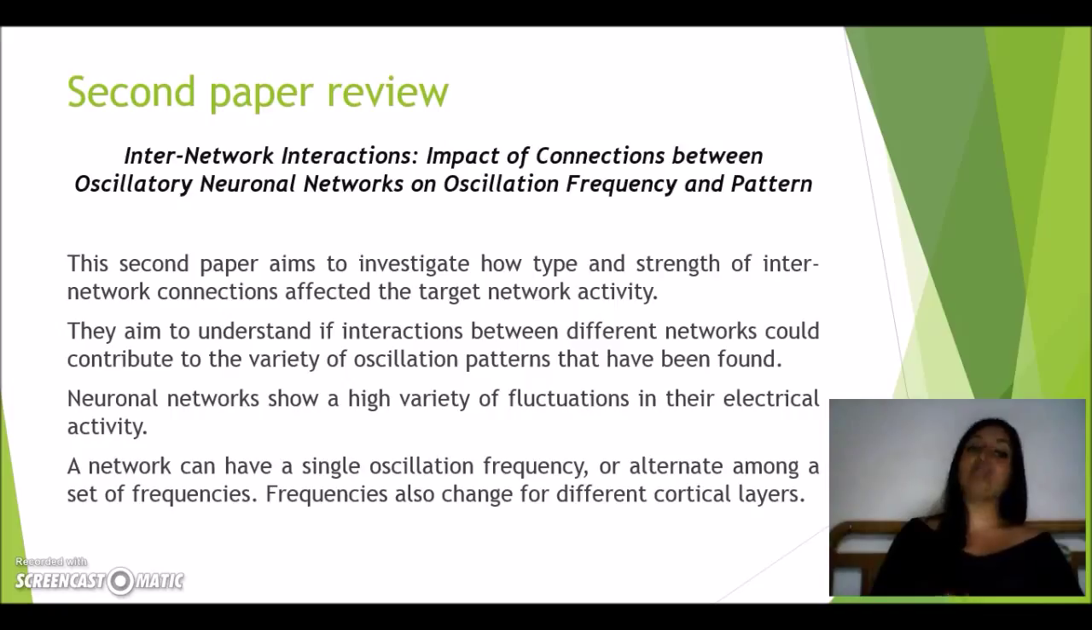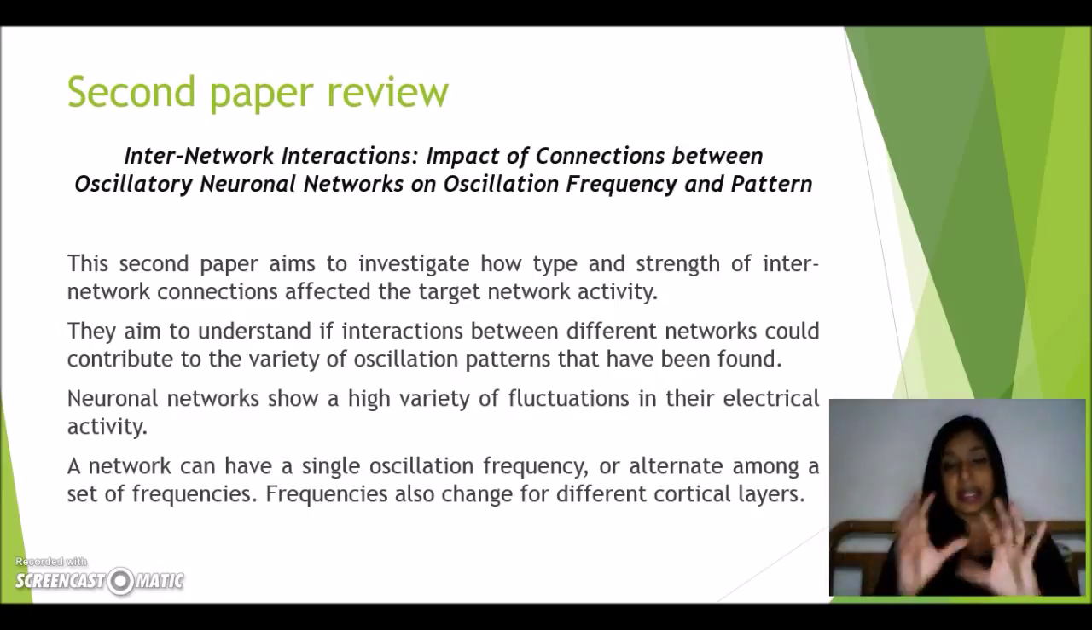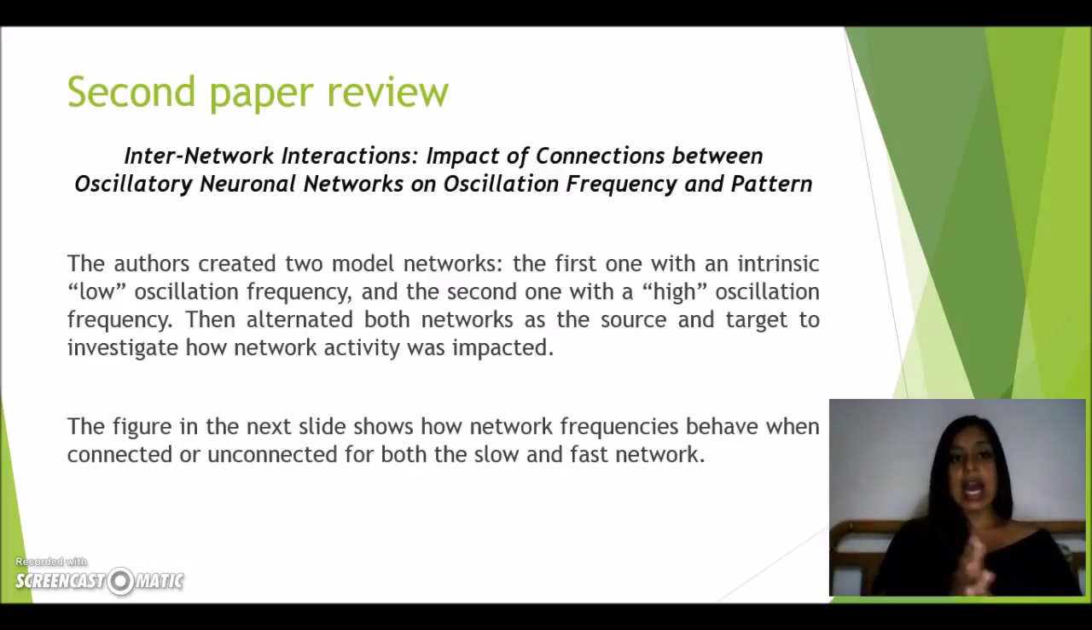Now, neural networks do show a high variety of behaviors. We have already discussed that in terms of amplitude, and now we're going to see that in terms of frequency. But they do have a high range of behaviors that we can see. A network, in terms of frequency, can have a single oscillation frequency or alternate among a set of frequencies, and they can also change depending on the cortical layer we're at. So that is a very rich behavior that we definitely are interested in.